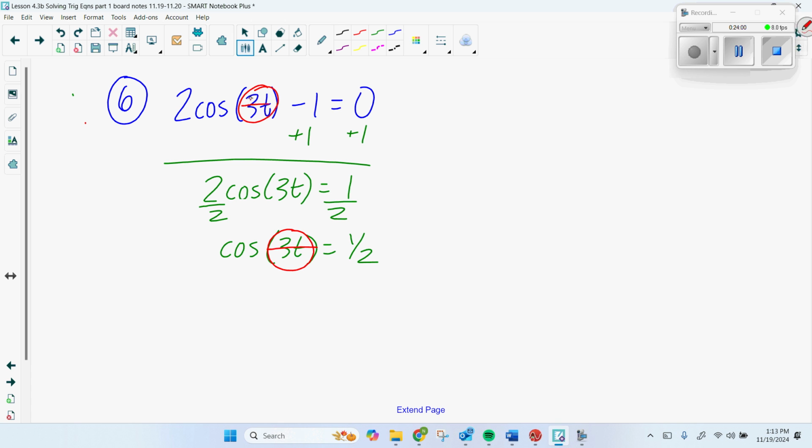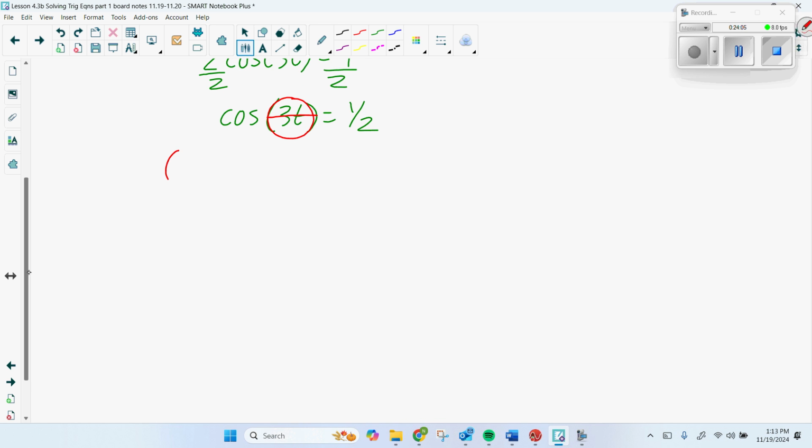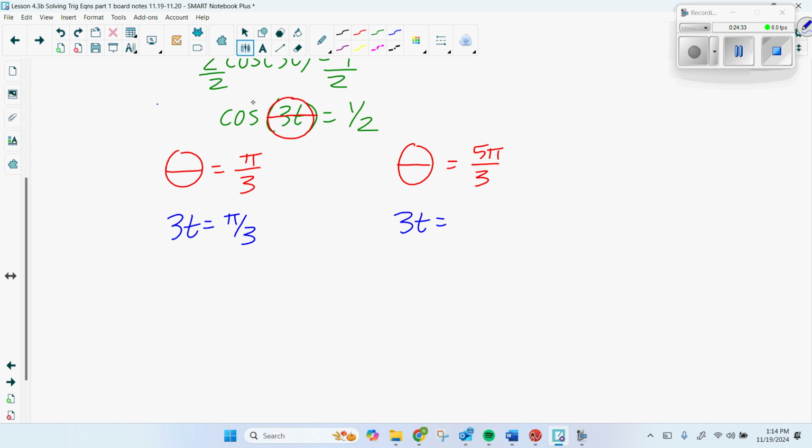We actually just did that, didn't we? Yeah. So cosine is a half at pi over 3, and cosine is a half at 5 pi over 3. Okay, so I have just solved for theta, but I haven't actually solved for t yet. You know what I mean? I've gotten rid of the cosine. Now I need to find the t. So here's where I would say, 3t equals pi over 3, and 3t equals 5 pi over 3.